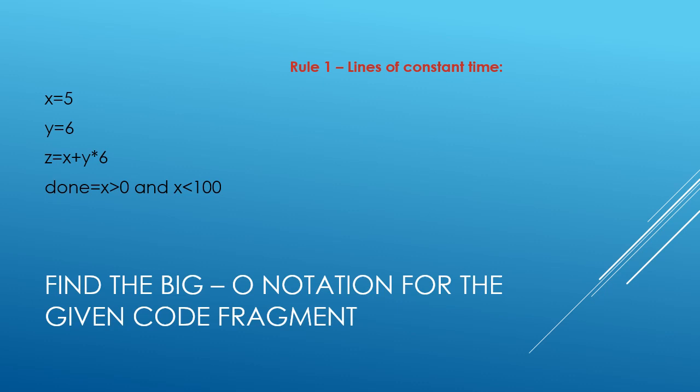Rule 1. Lines of constant time. For all code lines that execute in constant time, the big O notation is 1. You can see that all these lines are not inside a loop. They will execute only once, and their execution time will be constant and independent of the value of n or the input size. So the whole code fragment is O(1).